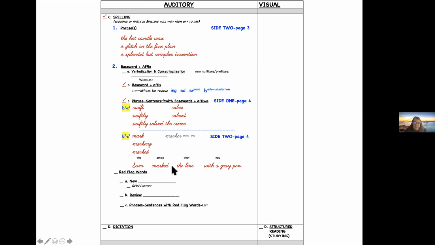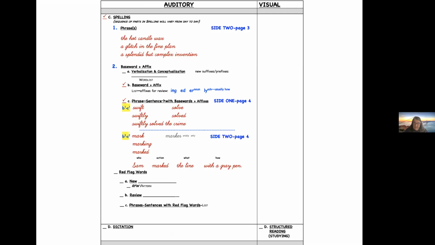And Marcia, in going back to your other question, you want them always to hear the whole sentence first. Sam marked the line with the gray pen. And I really want to integrate their ability to hear a sentence and think about the who, what, where, when type of questions that we're getting them to think about when they're reading. So who? Sam. Action? Marked. But if I dictated it, I would put those two together. It's two different parts, but Sam marked what? The line. How did he mark it? With a gray pen.